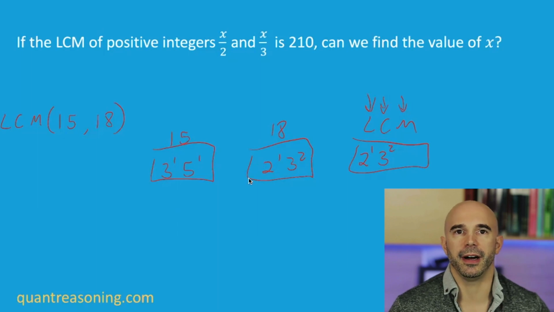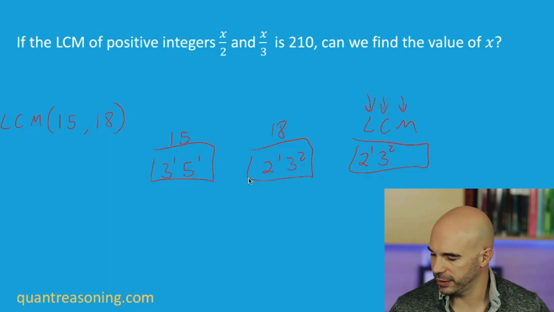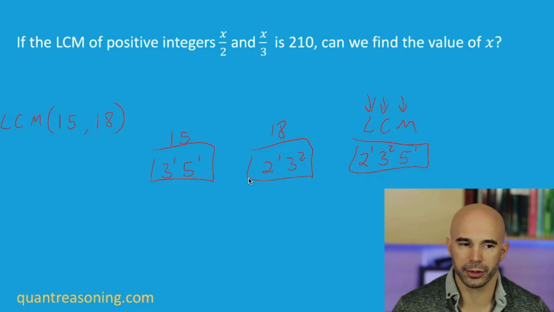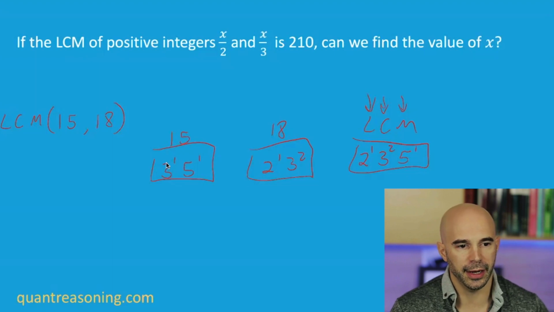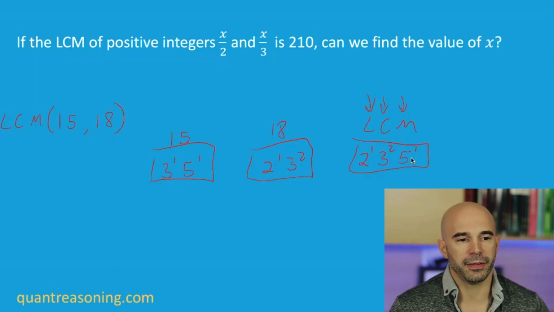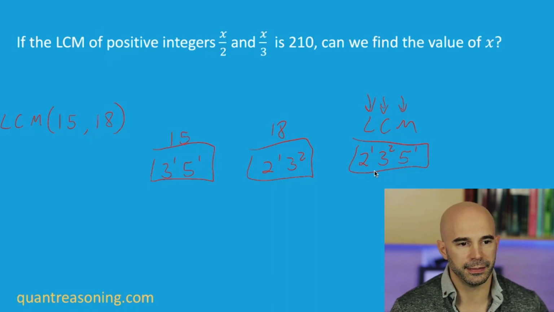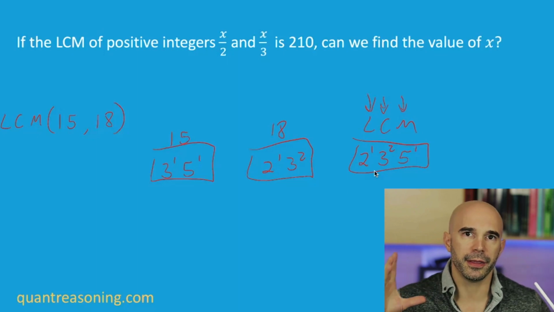Okay, next up are 5's. Are there any 5's necessary in this box? The answer is yes. I do require at least one 5 in order to be a multiple of 15. So that's the minimum number of 5's that I need. And guess what? We're done. I'm not going to need any 7's, 11's, 13's, and so on. So that's kind of how we think about an LCM.